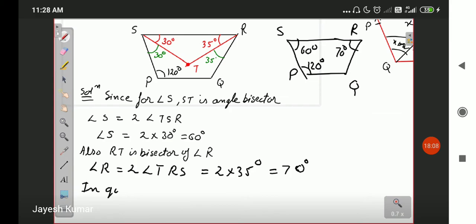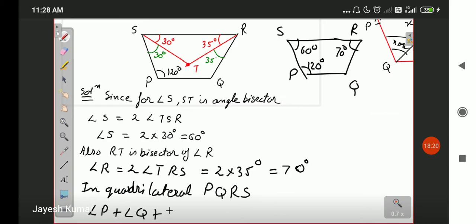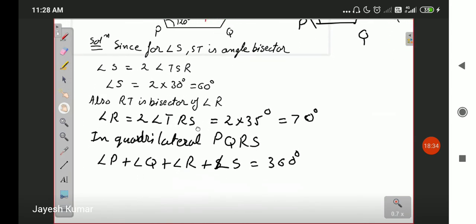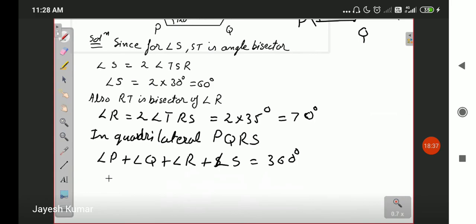In quadrilateral PQRS, angle P plus angle Q plus angle R plus angle S should all be equal to 360 degree. Sum of all these angles should be equal to 360 degree. So let us see. We have angle P as 120 degree. Angle Q, we don't know the value of angle Q, we have to determine it. Angle R is 70 degree and angle S is 60 degree.